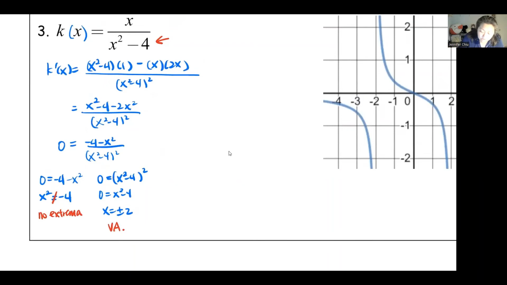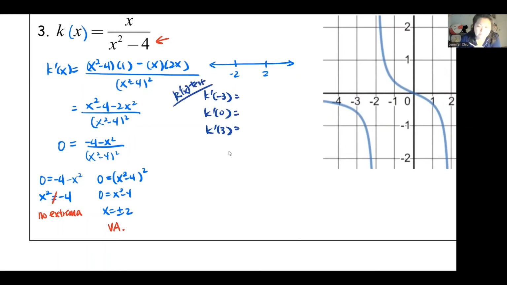And you now still need to use those two numbers to make your number line. Even though you weren't able to get any true extrema, you still need to use those numbers to set up your number line to see the increasing and decreasing intervals. So k prime of -3, k prime of 0, k prime of 3. These are my tests, my k prime tests.